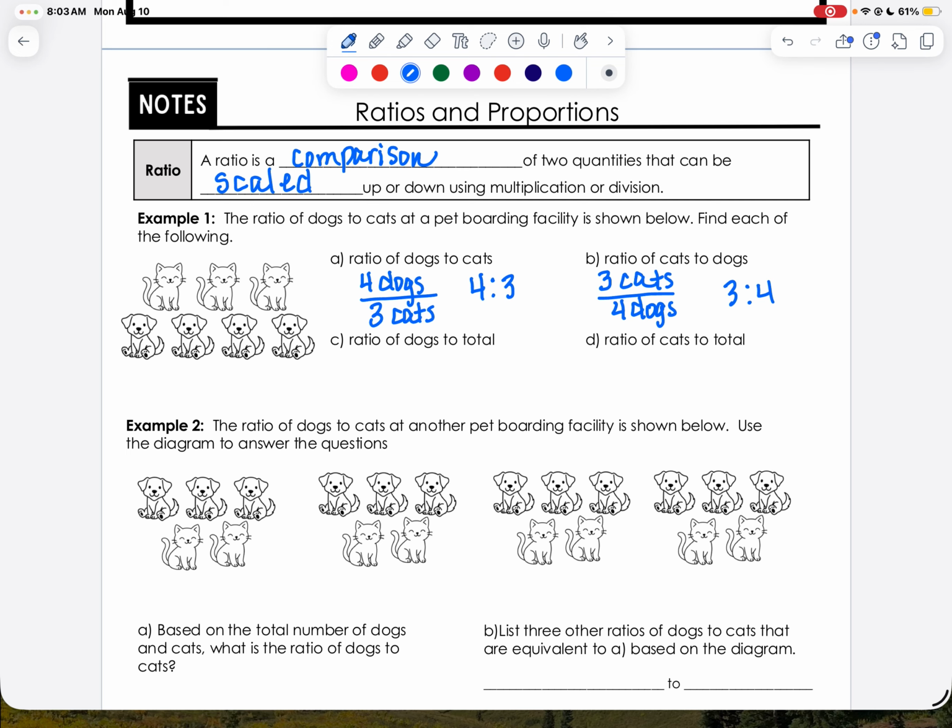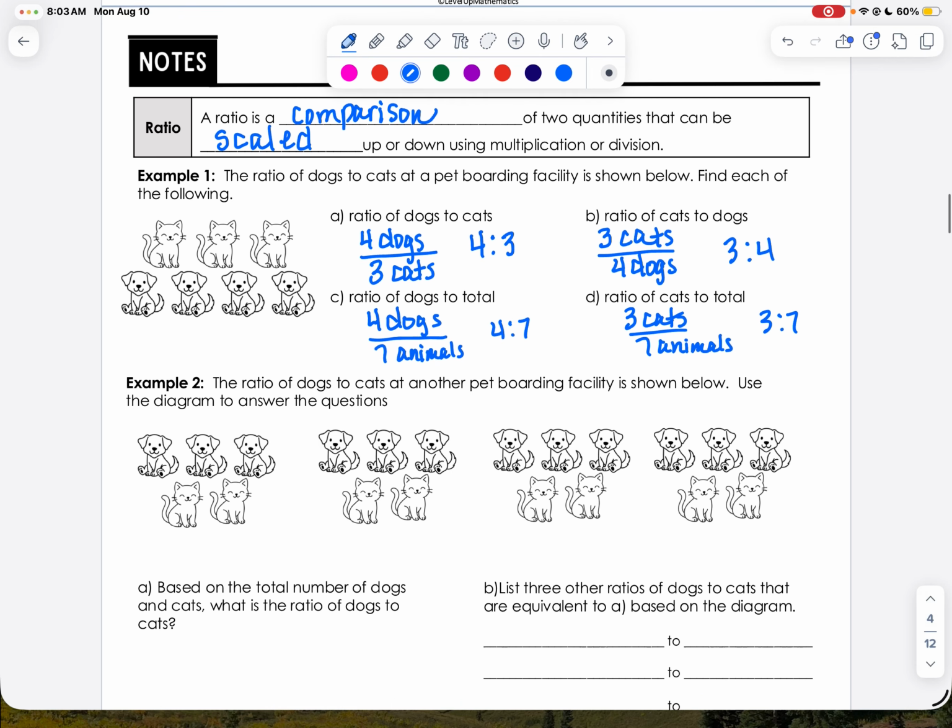In part C, they want the ratio of dogs to the total. So there are 4 dogs compared to 7 total animals. I'll just put animals. So the ratio would be 4 to 7. The ratio of cats to total would be 3 cats to a total of 7. Or we could say 3:7.